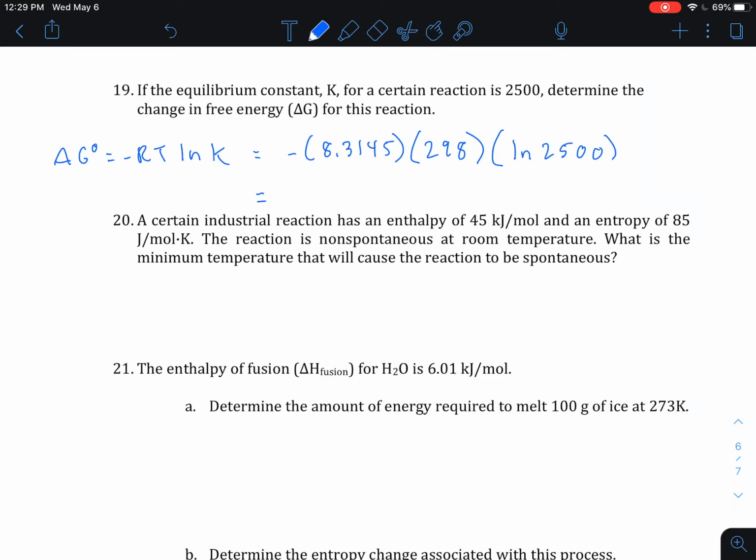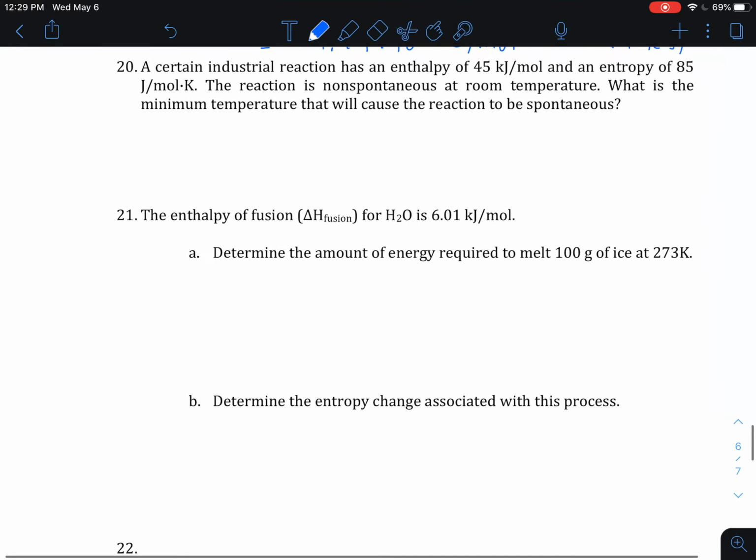2500. So the temperature should have been given. I didn't put it in there, but the temperature should have been given to make it clear, or I should have used delta G naught. Either way, when I calculate this, I get negative 1.94 times 10 to the 4th joules per mole. We can change it to kilojoules if we want to, doesn't really matter, but then that would be negative 19.4 kilojoules per mole.